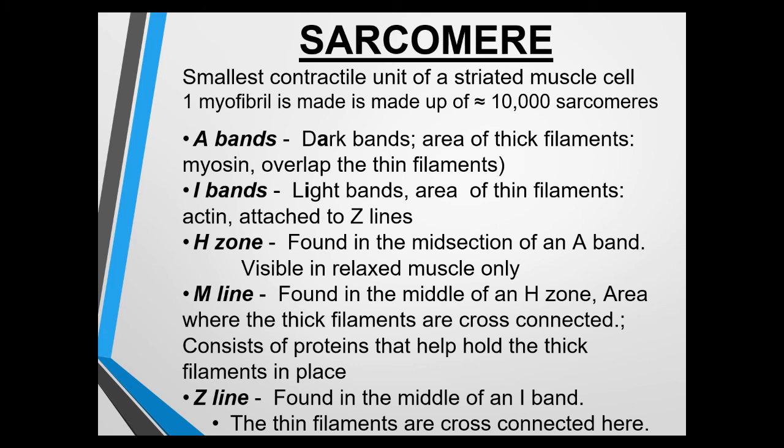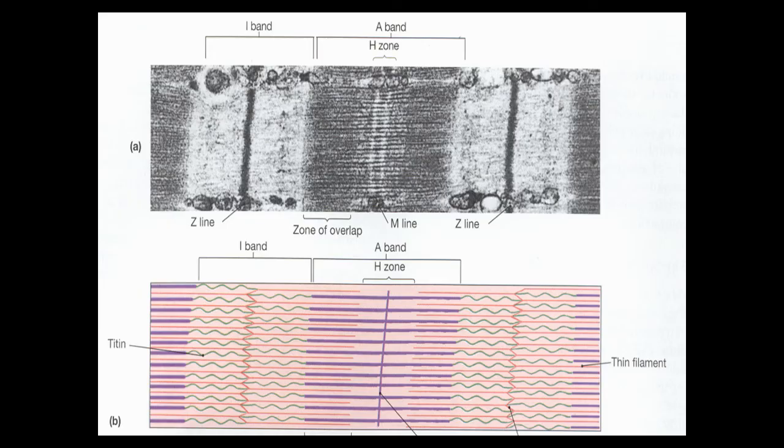Now, the H zone is found in the middle of the A band or the dark band, and it's only going to be seen in relaxed muscle. Now, the M line is found in the middle, so M for middle of the H zone. And this is an area where the thick filaments are cross-connected. And it's going to have proteins that help hold those thick filaments in place.